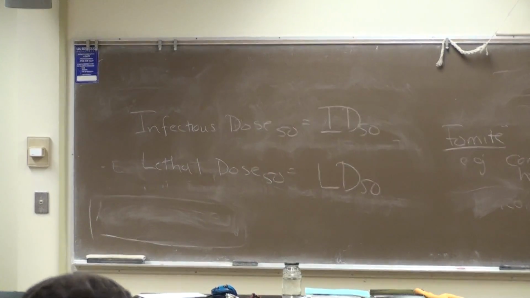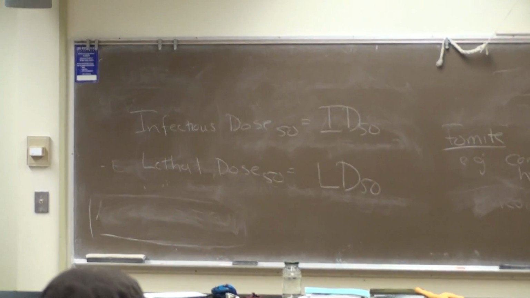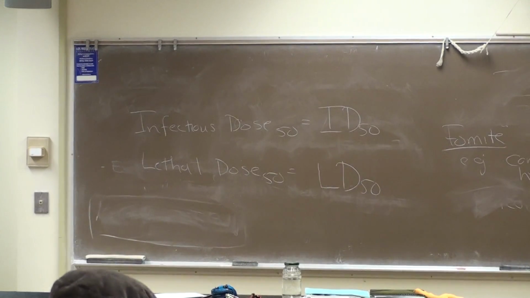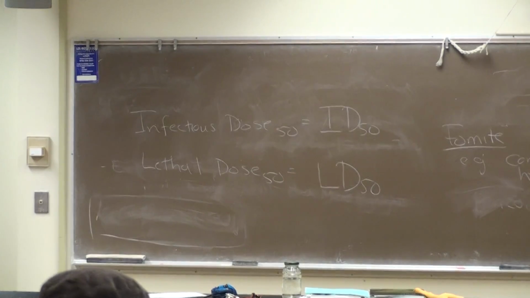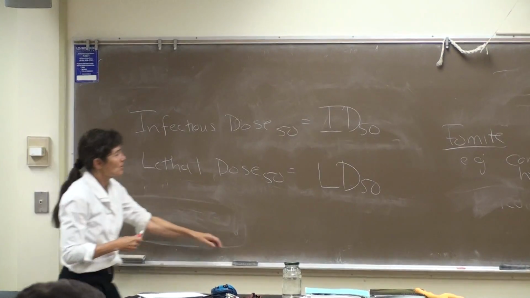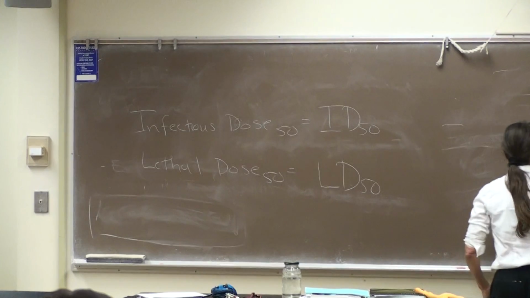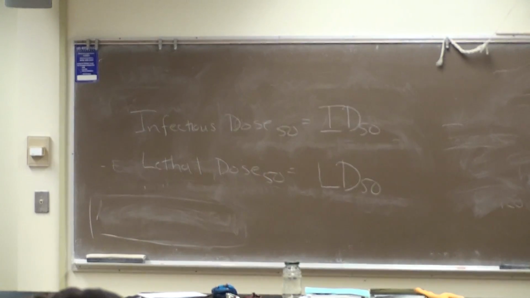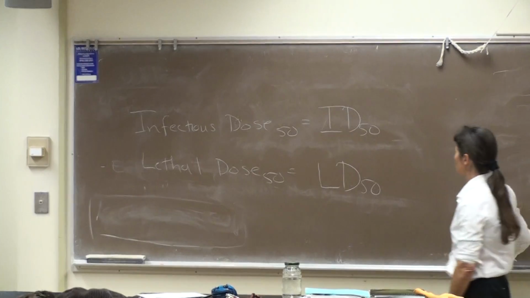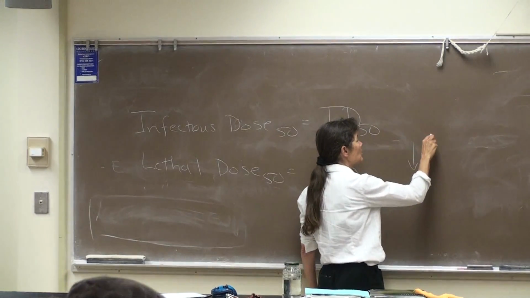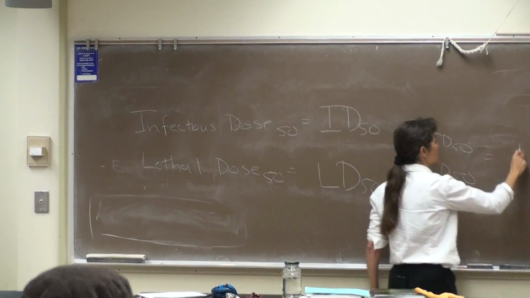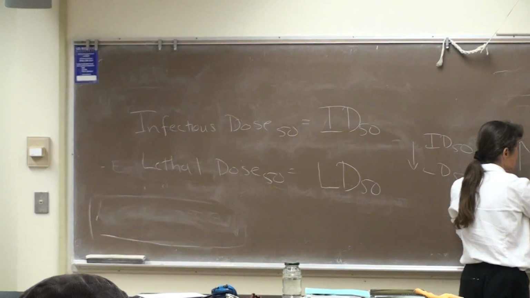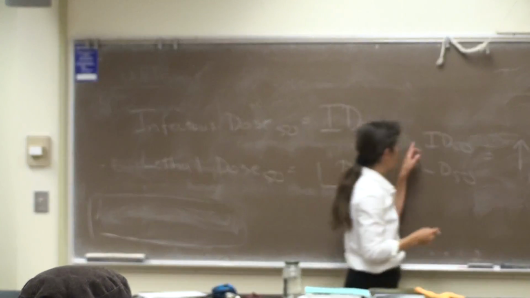Okay. Now, what I want you to have under your belts is that there's an inverse relationship between ID50, LD50, and virulence. Virulence is the severity of the disease that is caused. Okay? So, as infectious dose 50s and LD50s decrease, what do you think happens to virulence? Virulence increases, yeah. So as we have a decrease in ID50s and LD50s, that means we're going to have an increase in virulence.